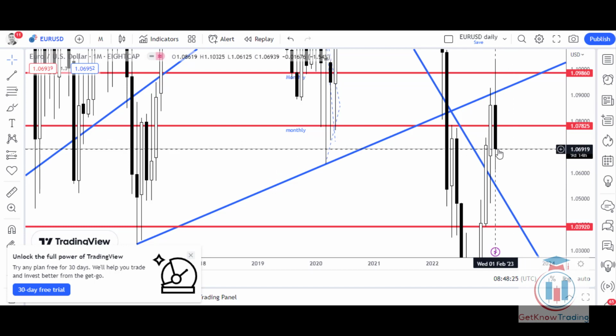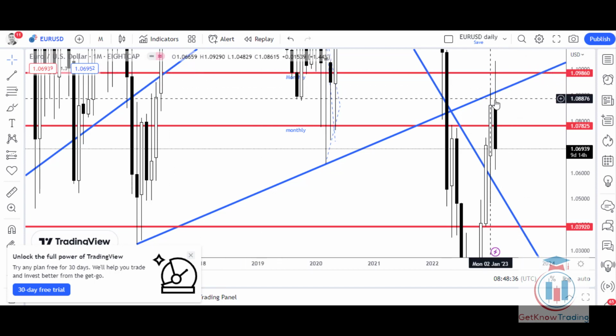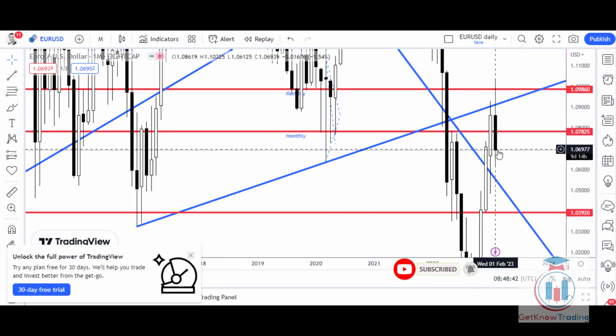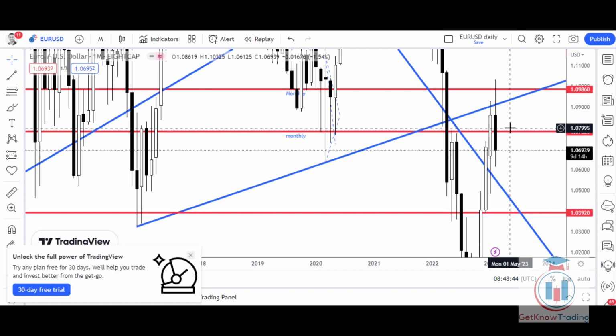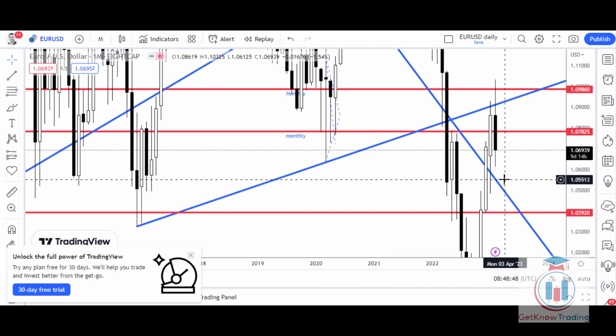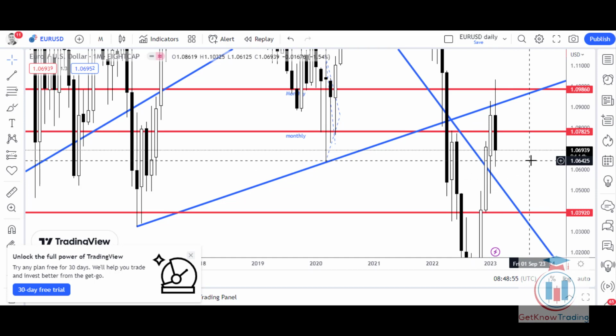If the price manages to return back up above 1.07825, this will be a good sign for the price. It will continue to move up. So let's see what we can expect in the following week. On the monthly time frame, as I have said, if the price continues to move up, it will be a good sign for the price, but if the price goes down around 1.055 level, it will reach this support level, and from there we could see a bounce to the upside.